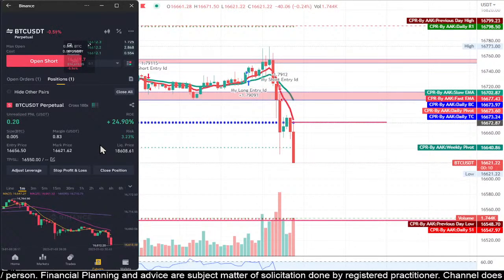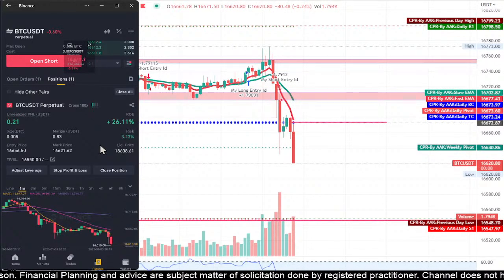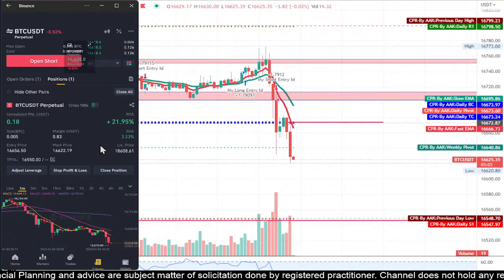Currently, the position is running in approximately 24% profit, as you would be able to see on your screen. It is live trading, which I'm doing right now based on the analysis which I just shared.